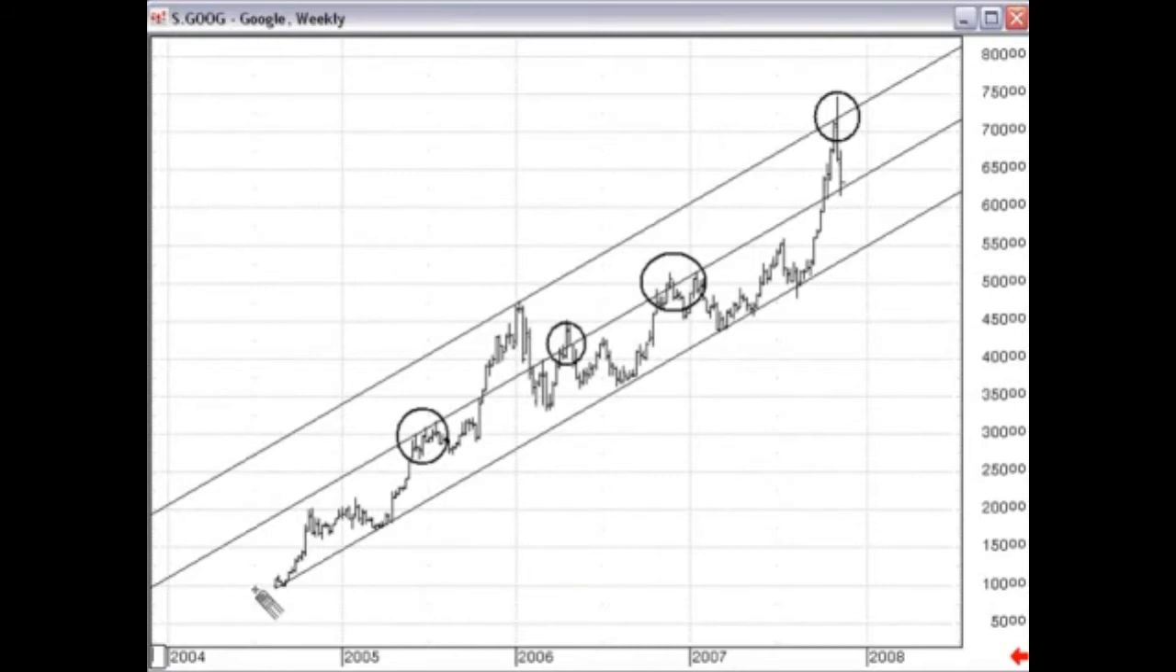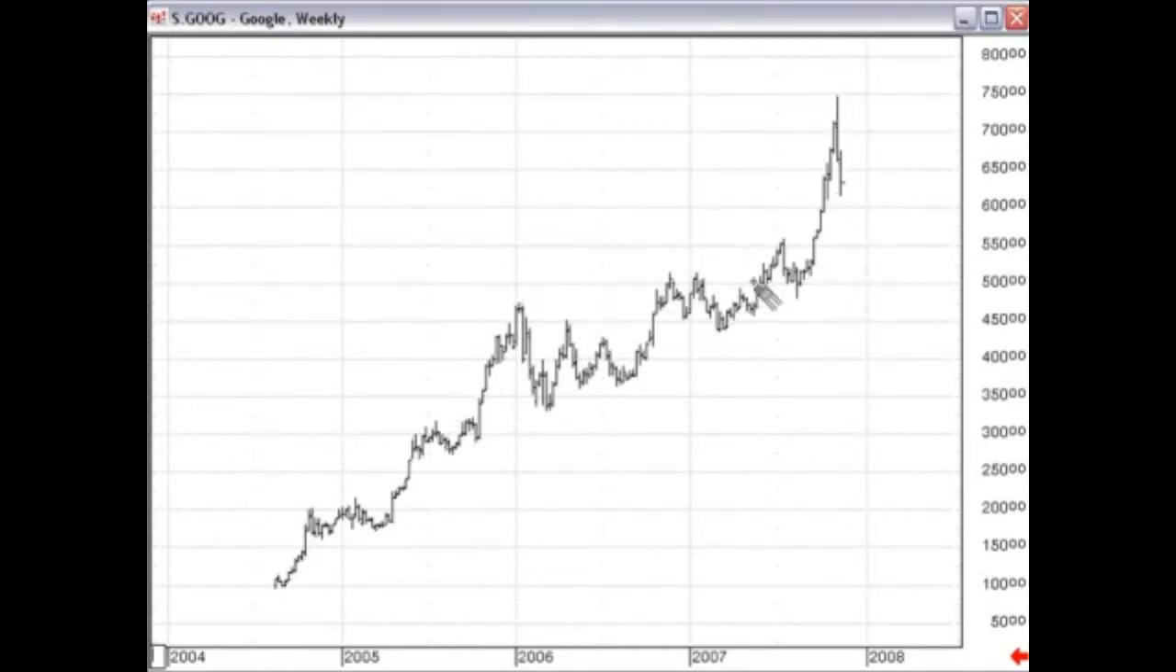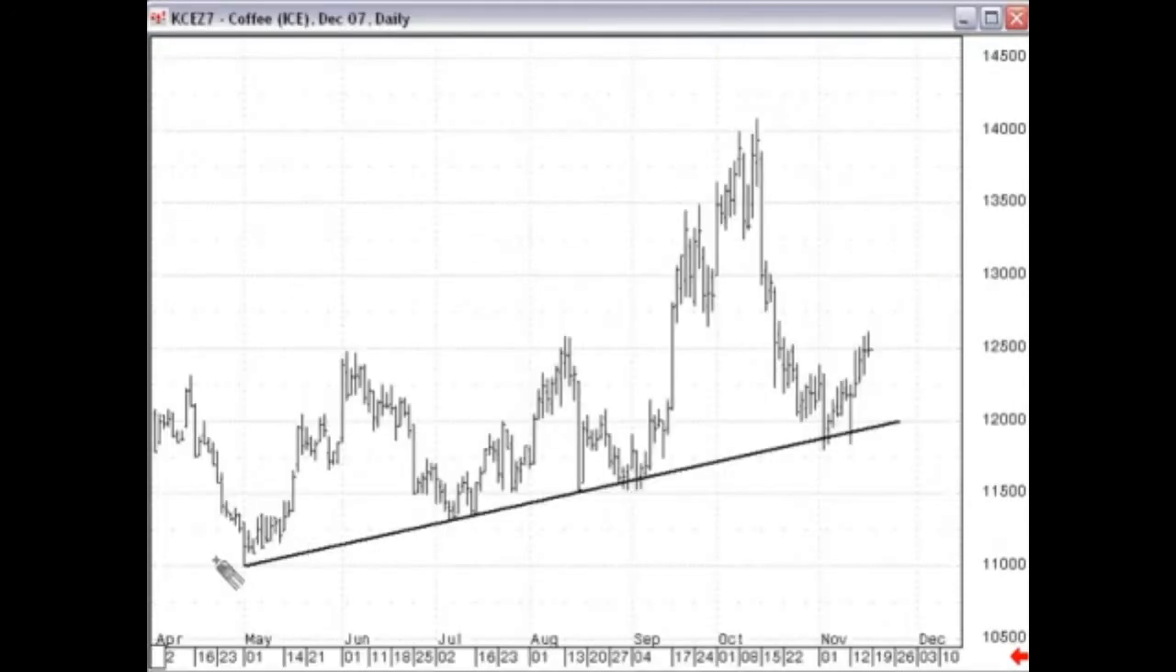Let me clean the price chart up a bit. And let me bring over another price chart. This price chart is of coffee. And again, I've already drawn a trend line on here. And I simply connected these two extremes here. And you can see how useful it was in providing support here, as well as for the most recent bounce.